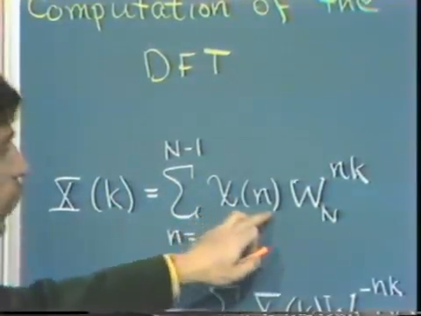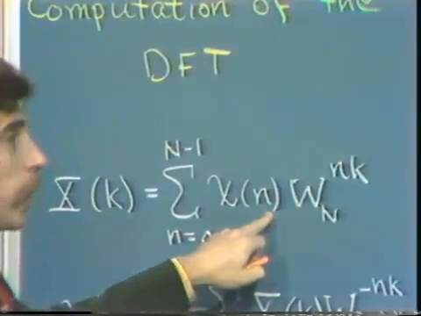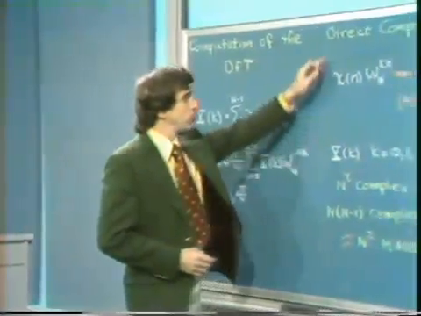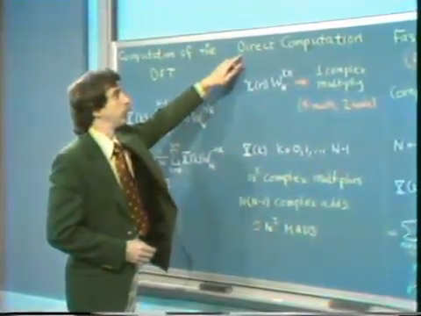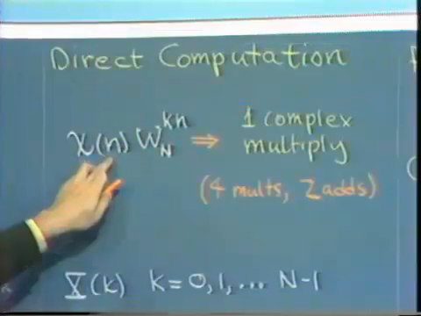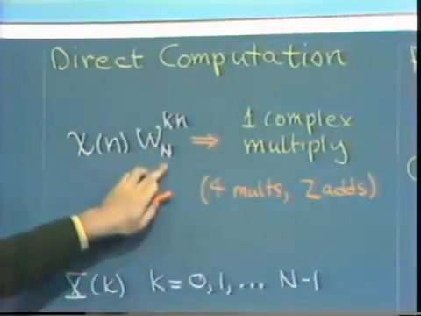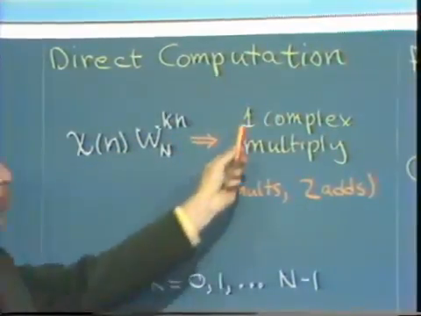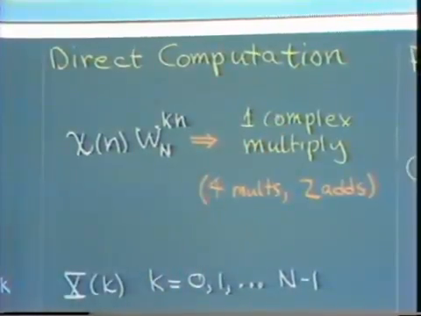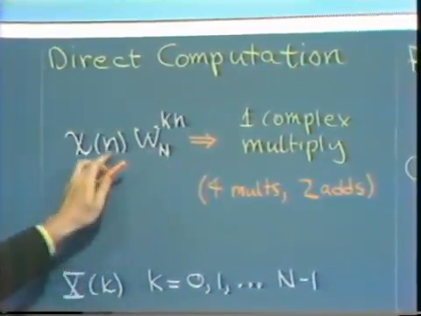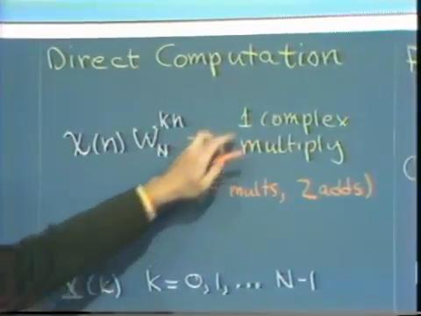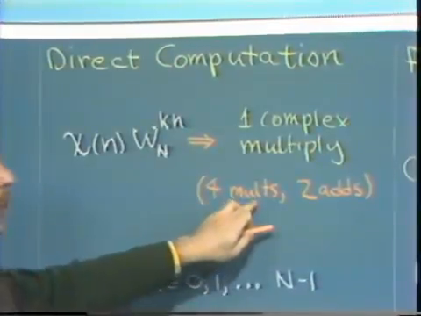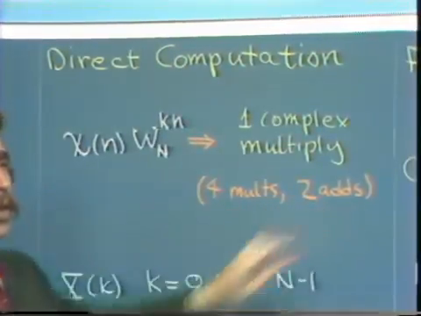Well, if we think of x of n as being complex, which in the most general case it will be, then in the direct computation of the DFT, we have to form the product x of n times W sub N to the nk, and what that involves is one complex multiplication. This is a complex number, that's a complex number. Multiplying the two is then one complex multiply, or equivalently, 4 real multiplies and 2 real adds.